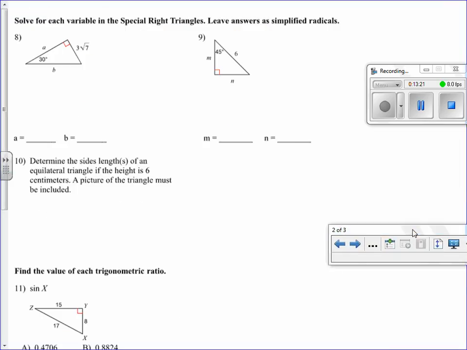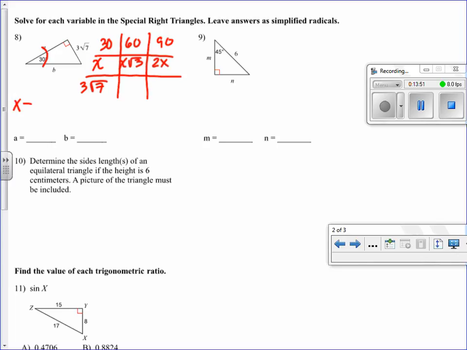Alright, so let's take a look at this one. So, these were your special right triangles. So we have 30, 60, 90. So we had to memorize our formulas. That was x, x square root of 3, and 2x. And so the side opposite the 30-degree angle was 3 radical 7, so that goes here. Alright, so this means x equals 3 radical 7.